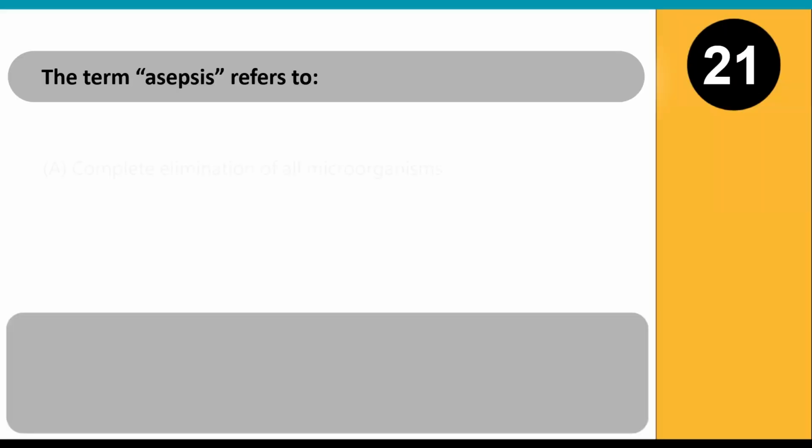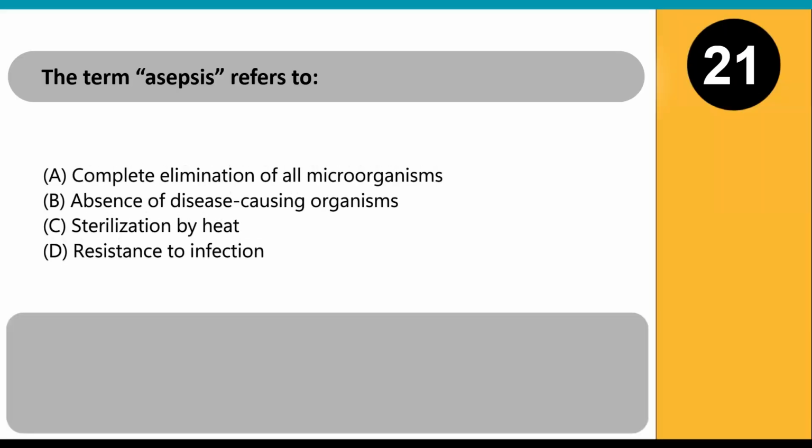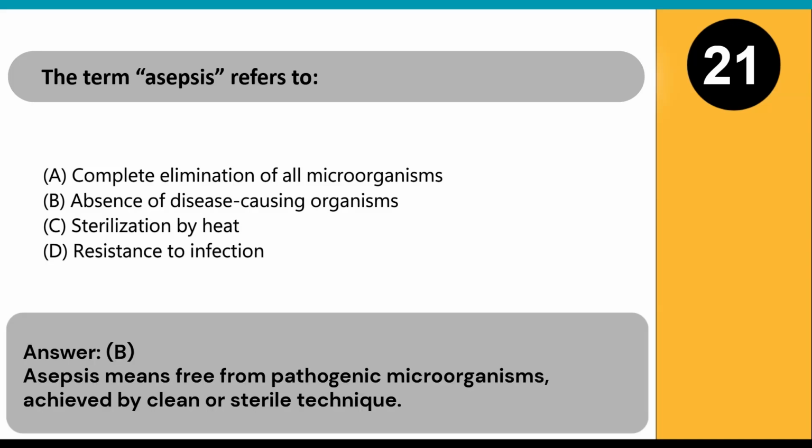The term asepsis refers to: A. Complete elimination of all microorganisms, B. Absence of disease-causing organisms, C. Sterilization by heat, D. Resistance to infection. Answer: B. Asepsis means free from pathogenic microorganisms, achieved by clean or sterile technique.